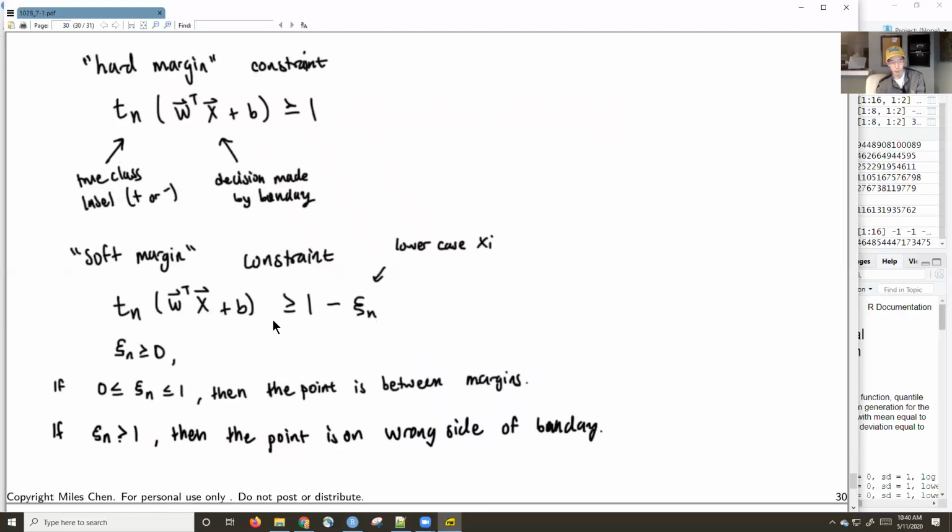Okay, and so this would be the constraint that we use for the soft margin. I don't know if that completely makes sense here, but basically, with the hard margin, we're saying everything has to be at least greater than or equal to 1, where 1 is the dotted lines, and here we're saying everything has to be greater than or equal to some arbitrary number that is less than 1. 1 is still the dotted lines, but this allows for points that are between the margins, and also even points that are on the wrong side of the boundary.